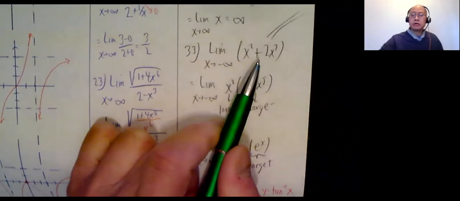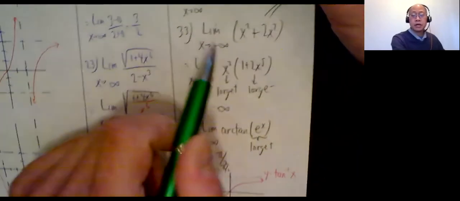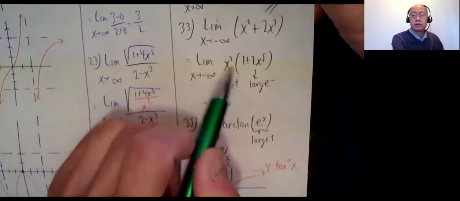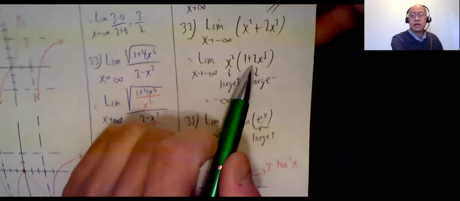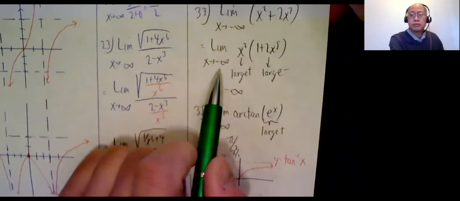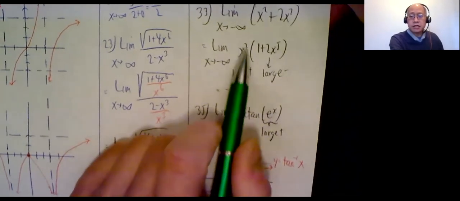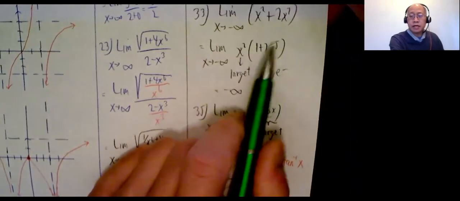But instead you can do some factoring. If you factor out right away, then it makes it a little bit easier. So factor out the x squared times 1 plus 2x to the 5th. Now you can kind of tell what happens. If you're plugging in a super big negative, this is a large positive. This will be a large negative.